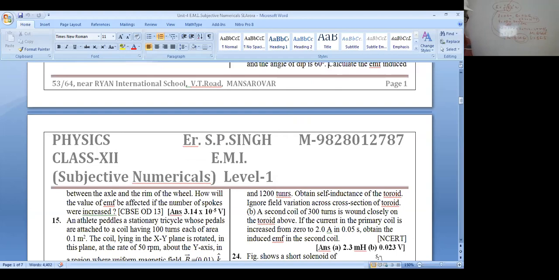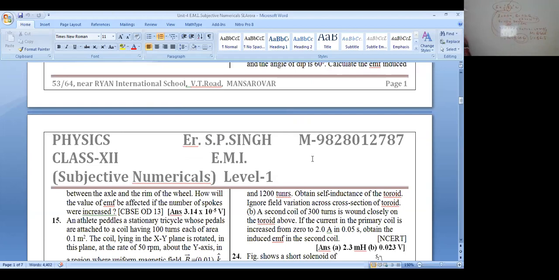So, see the solution here. Frequency is given, you can convert it into omega. BH is B cos 60 degrees. So this way the EMF you can easily calculate just by putting in this value.